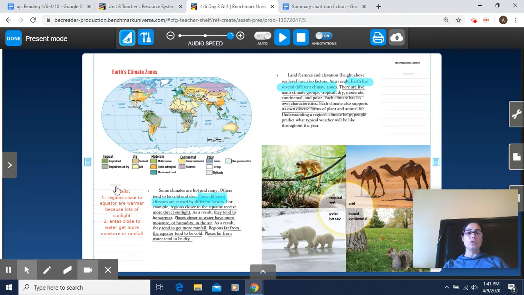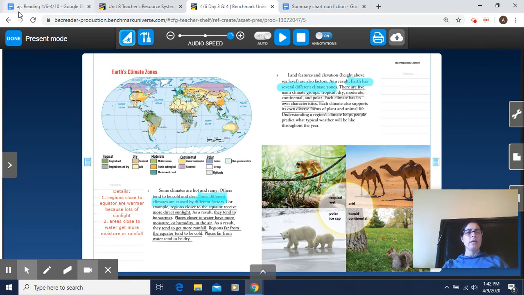Now for today's, you're doing paragraph 3 and paragraph 4. Look what I've done here. Details: regions close to the equator are warmer because they have lots of sunlight. Areas or regions close to the water get more moisture or rainfall. Regions far from the equator tend to be cold. Some of them are dry. So I've highlighted what your possible main idea is. And over here, if you read through it, you will also see what I've underlined and what can be your possible main idea about Earth's climate zones.